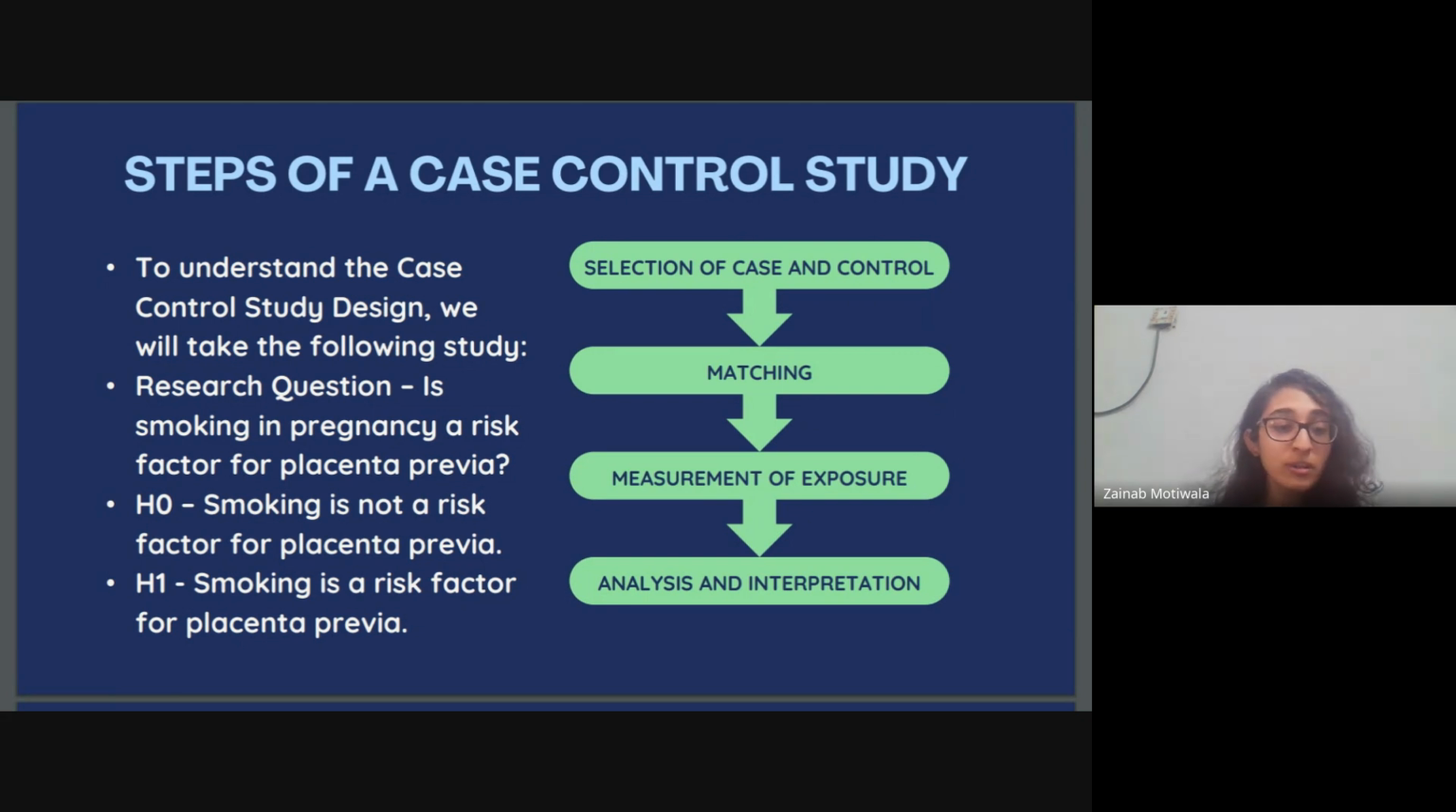Now, coming back to the main steps, this was just a quick preview of what we discussed in the previous sessions. First we start with selection of a case and a control group. And what we would ideally try to do is matching, which I'll be talking about in the consequent slides so that it becomes a little easier to understand. Then we find and measure exposure, and then finally the analysis and interpretation part.